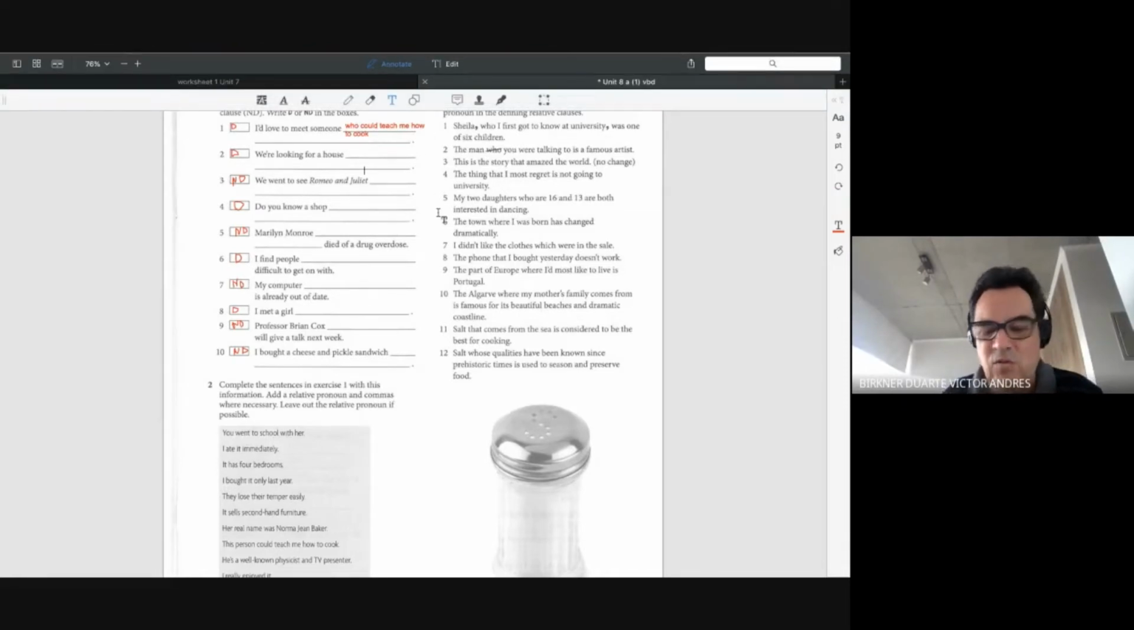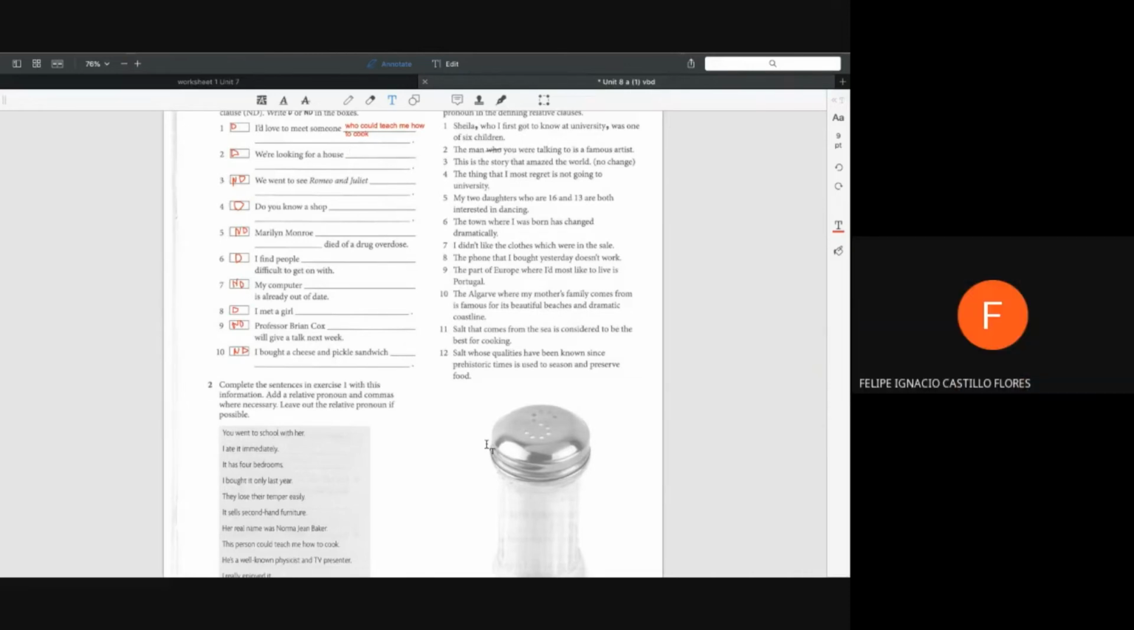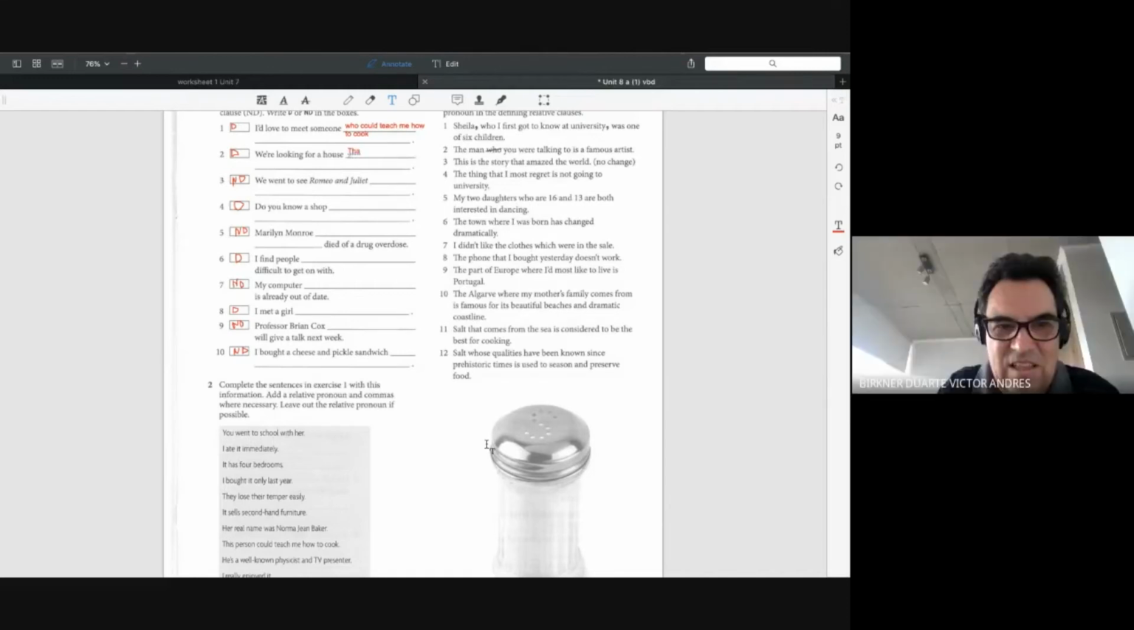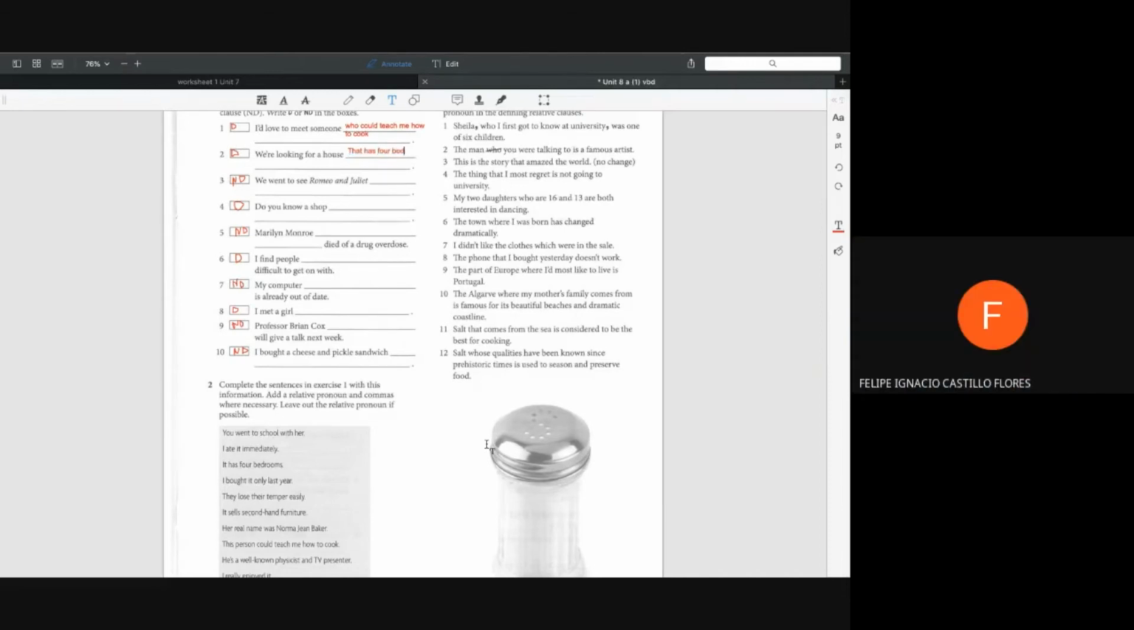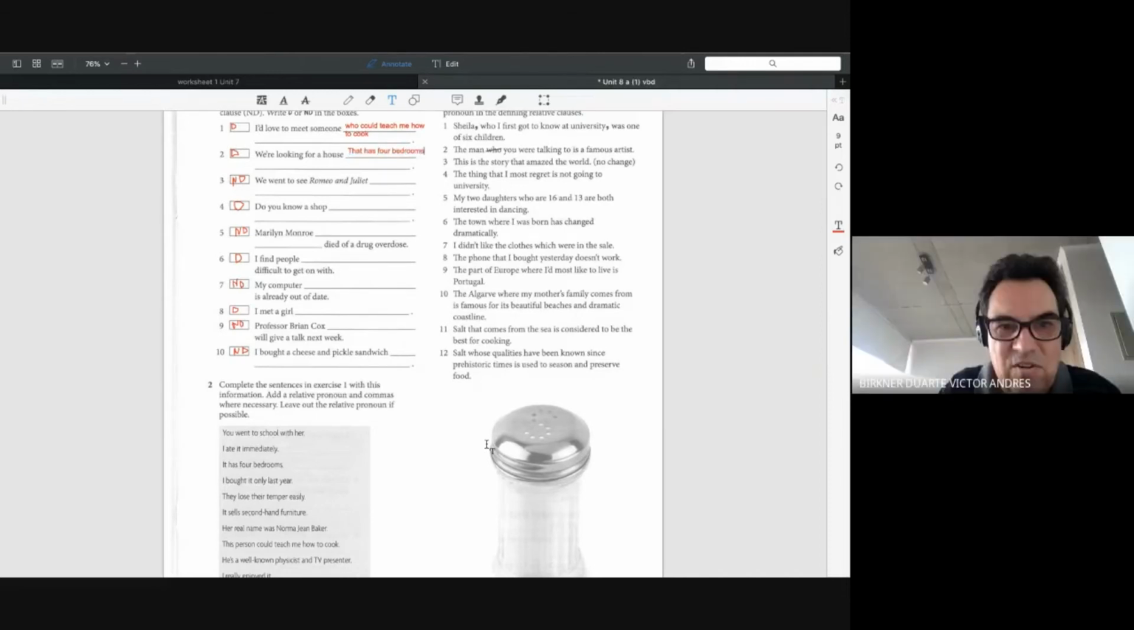We are looking for a house. Does any one of you have number 2? We are looking for a house. I think we are looking for a house that has 4 bedrooms. All right, very good.